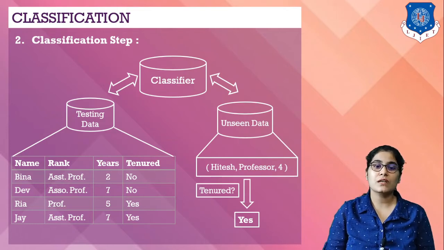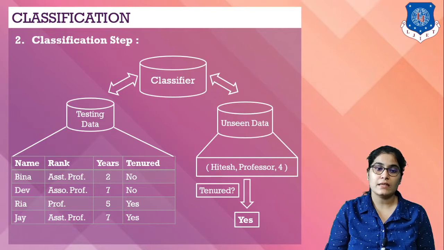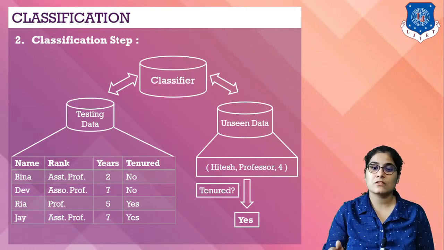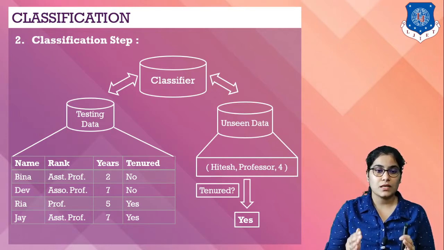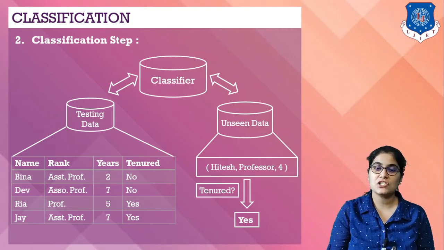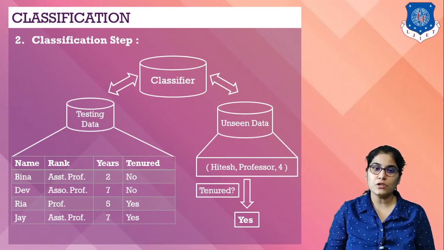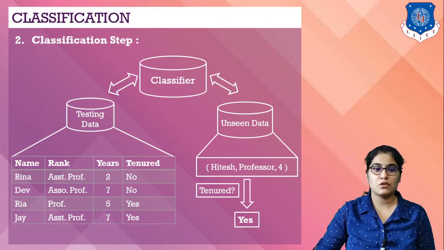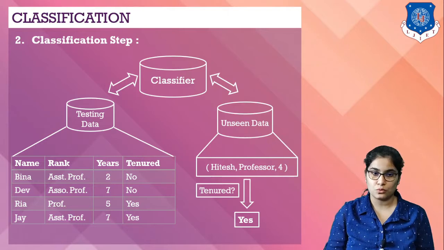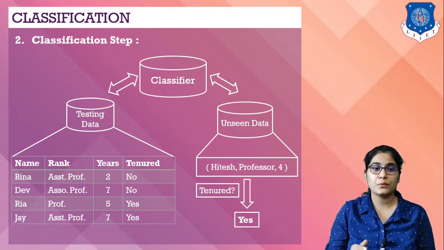The accuracy of a classifier on a given test set is the percentage of test set tuples that are correctly classified by the classifier. The associated class label of each test tuple is compared with the learned classifier's class prediction for that tuple. If the accuracy of the classifier is considered acceptable, the classifier can be used to classify future data tuples for which the class label is not known. Such data are also referred to as unknown or previously unseen data.